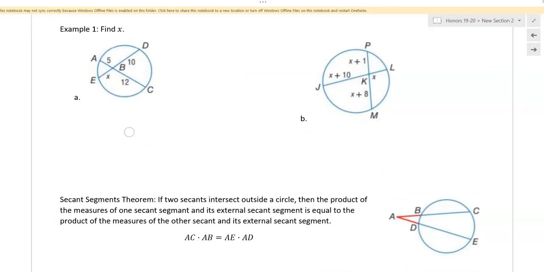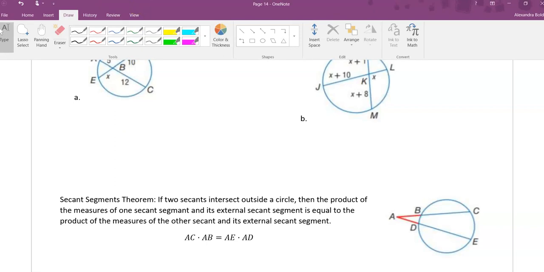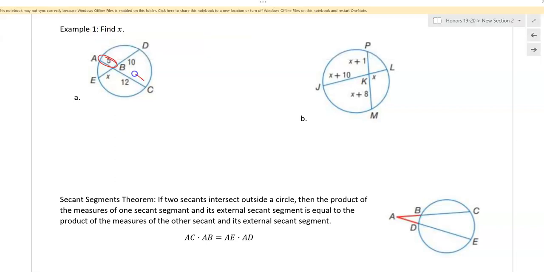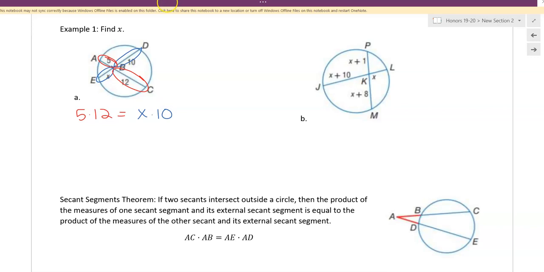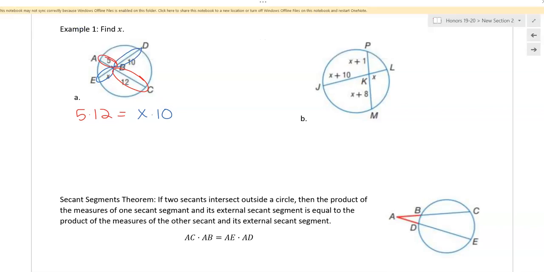Here we have find x. So again, I'm doing this piece times this piece. So 5 times 12 equals this piece times this piece, x times 10. And that gives us 60 equals 10x. Divide by 10, x equals 6.